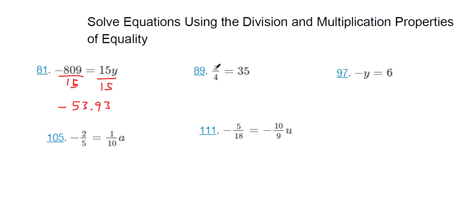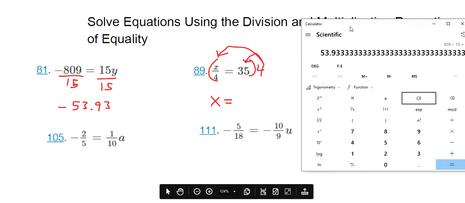But on 89 here, x over 4 equals 35. Now that's x divided by 4, so you want to multiply both sides by 4. Okay, because if you multiply x over 4 by 4, it's the opposite operation. It cancels out that 4. Now if we do 4 times 35, that makes 140.